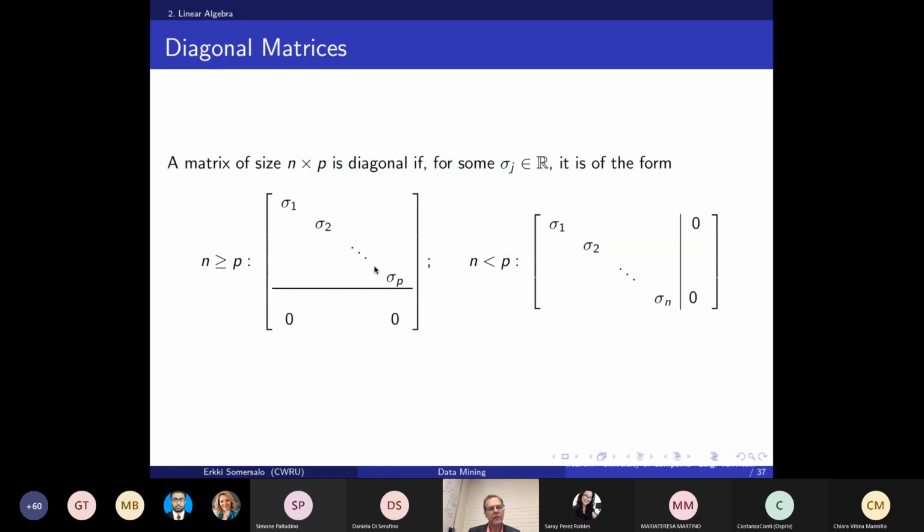So that's how a diagonal matrix looks when n is larger than or equal to p, so the number of rows is larger than or equal to the number of columns. In the opposite case, when n is less than p, so that you have fewer rows than columns, you do the same thing: you start filling the matrix along the diagonal and you fill as long as you can go, and then the rest of the matrix is 0. So that's how a diagonal matrix looks in the case n is less than or equal to p. Non-zero entries only on the diagonal, the rest of the matrix is 0. That's the definition of a diagonal matrix.